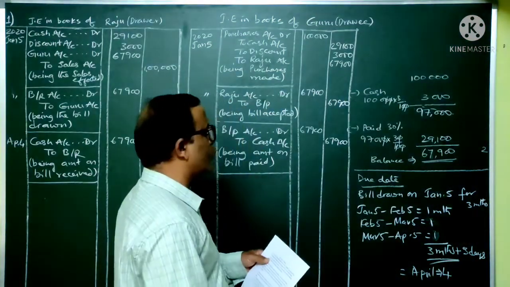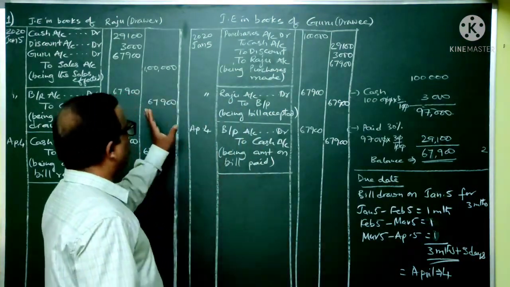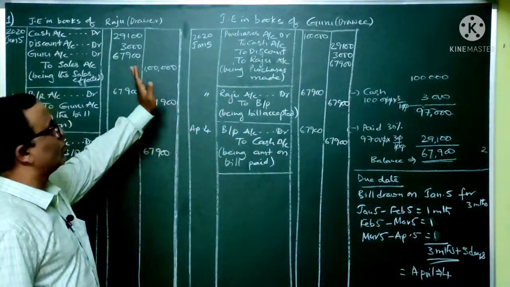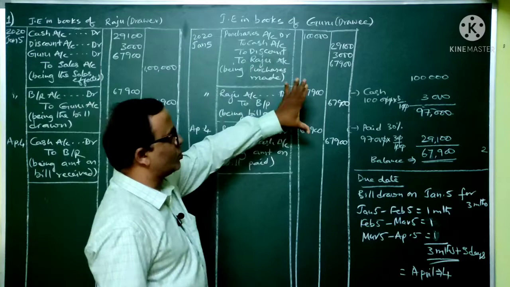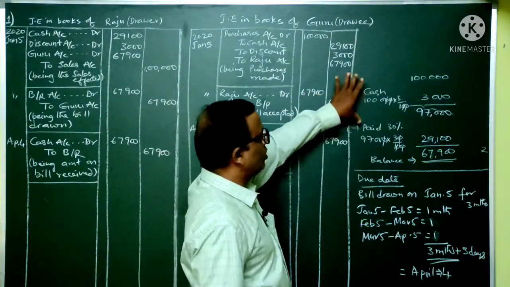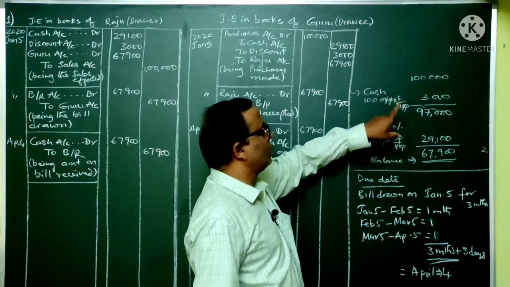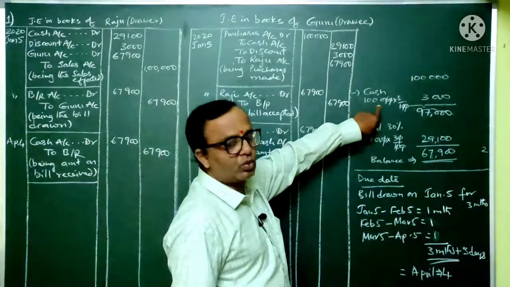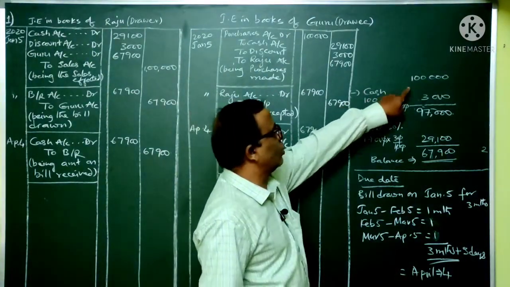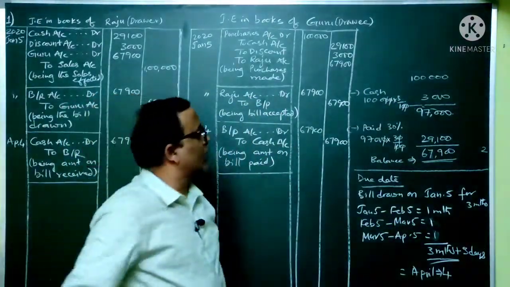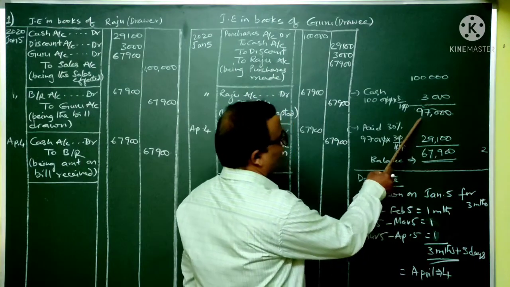Simply try to understand here: the drawer is Raju, whereas Guru is the drawee. Raju has sold goods to Guru. You can see this working here. Totally 1 lakh worth of goods are sold. When he sold, a 3% cash discount was immediately given to Guru. 3% on 1 lakh amounts to 3,000. After deducting that 3,000, the remaining is 97,000.